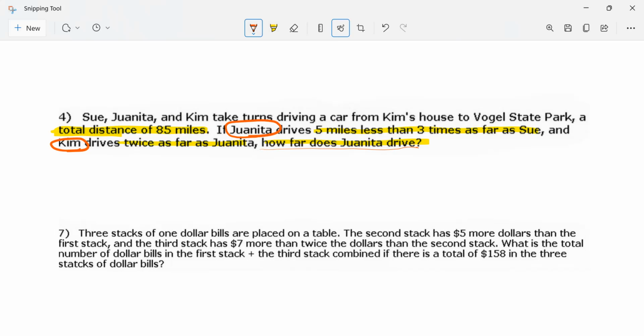So that's Juanita and that's Kim. So the first thing when we have a question like this is to define our variables. So we know that Juanita drives 5 miles less than 3 times as far as Sue. So we're going to make a variable J for Juanita, and that's how far Juanita drives, in miles. We're going to make a variable for Sue, which is E, and that's how far Sue drives. And then we're going to make a variable for Kim, and that's how far Kim drives.